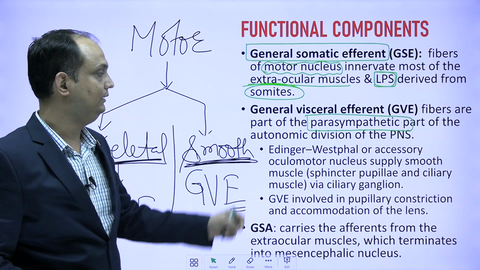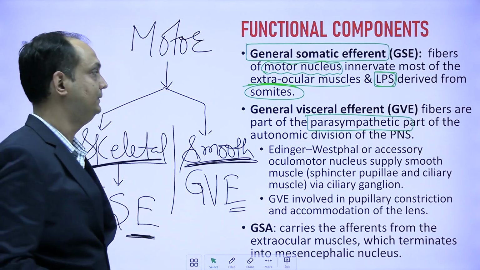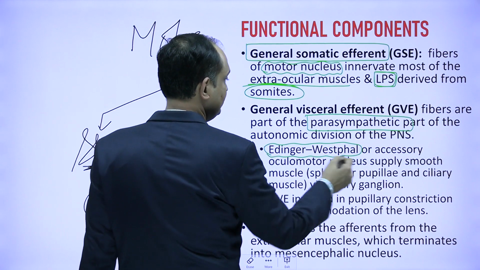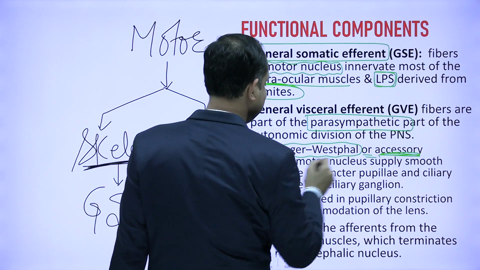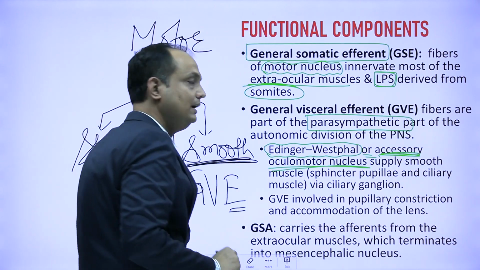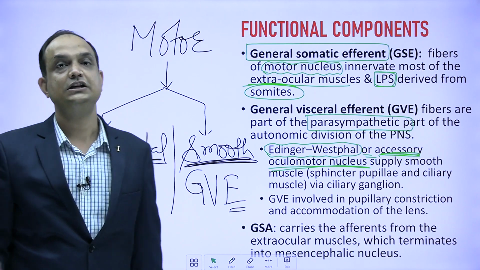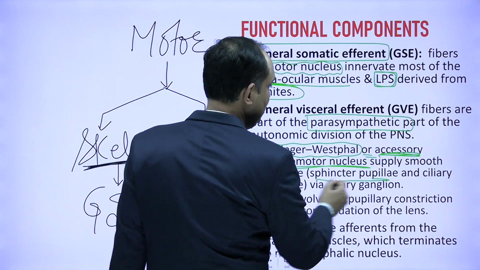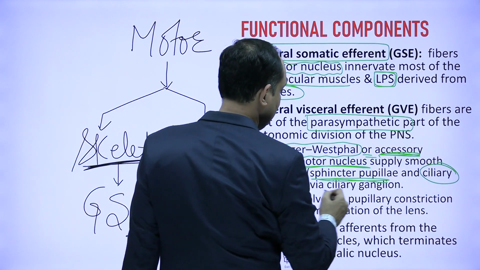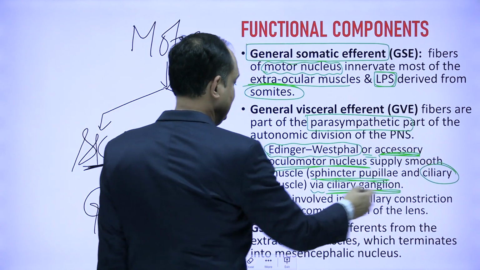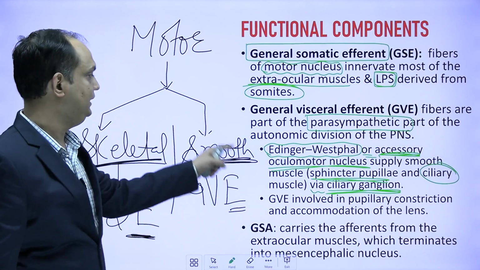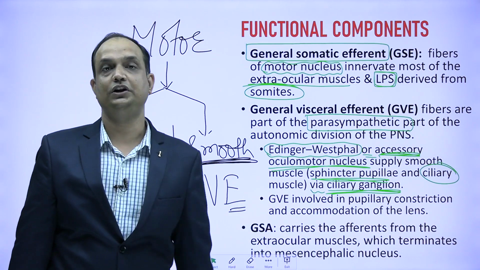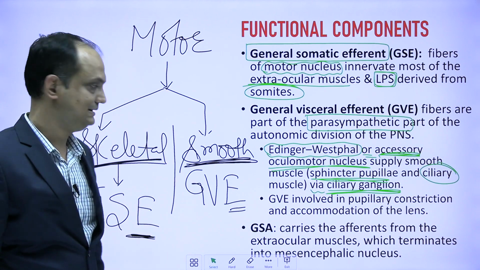These preganglionic parasympathetic fibers come from the Edinger-Westphal nucleus, which is also known as the accessory oculomotor nucleus, and this is going to supply smooth muscles, that is your sphincter pupillae and ciliary muscle, via the ciliary ganglion. Now, general visceral efferent is involved in pupillary constriction and accommodation of the lens.